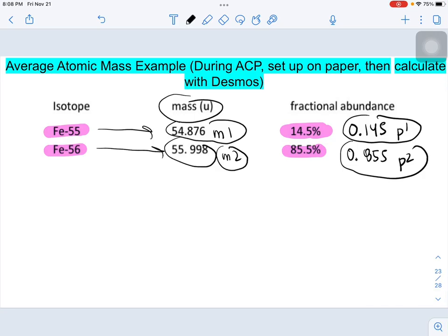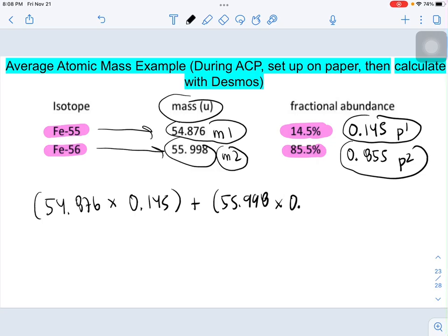So in the calculator, we're going to do what is M1, and I said M1 was 54.876, and I'm going to multiply that by my P1, which is 0.145. I'm going to add plus, and then M2, 55.998 times 0.855. That's what I'm going to put in the Desmos calculator, and when I get that, I already pre-calculated it, we're going to get 55.835.